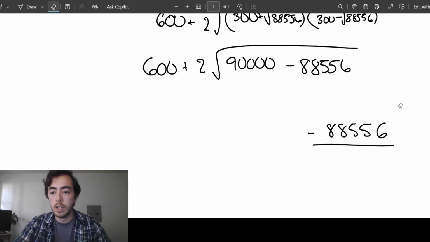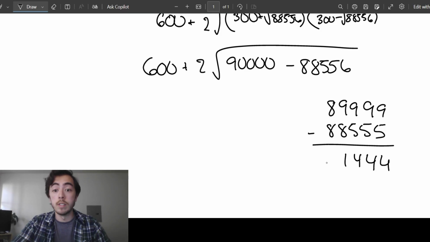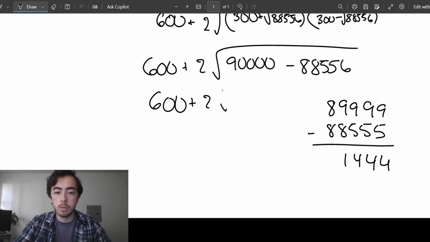So 1 below 90,000 is going to be an 8 with a bunch of 9s trailing after it. And then as long as I reduce this by 1, then I'll get the same difference here. And so it's just going to be a 4, a 4, a 4, a 1, and then a 0. So we got 600 plus 2 times root 1,444.